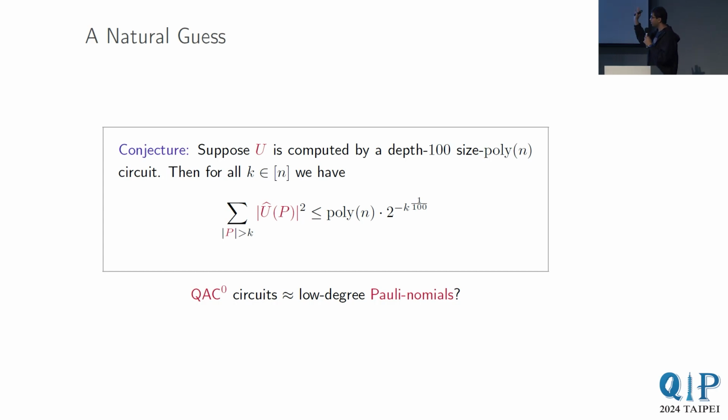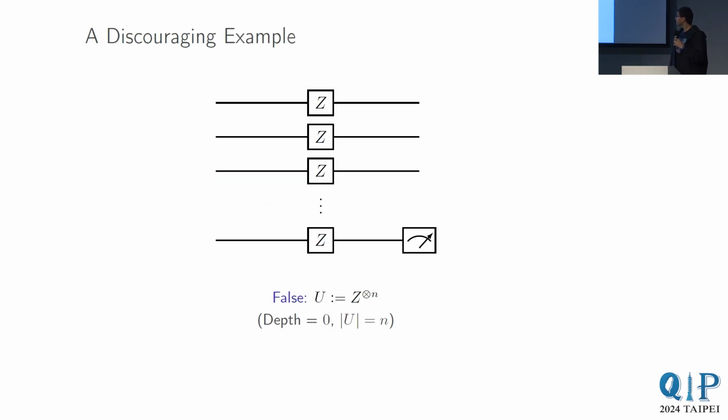What do I mean by the degree of a Pauli tensor? It just is the number of non-identity components of that tensor, okay? But this conjecture is false. It's false for a really silly reason. If you take the following depth 0 circuit, which just is the all Z's tensor, it's got depth 0, it's got Pauli degree n, all components are non-identity. It does not have a tail bound. It's a depth 0 circuit, but has high degree.